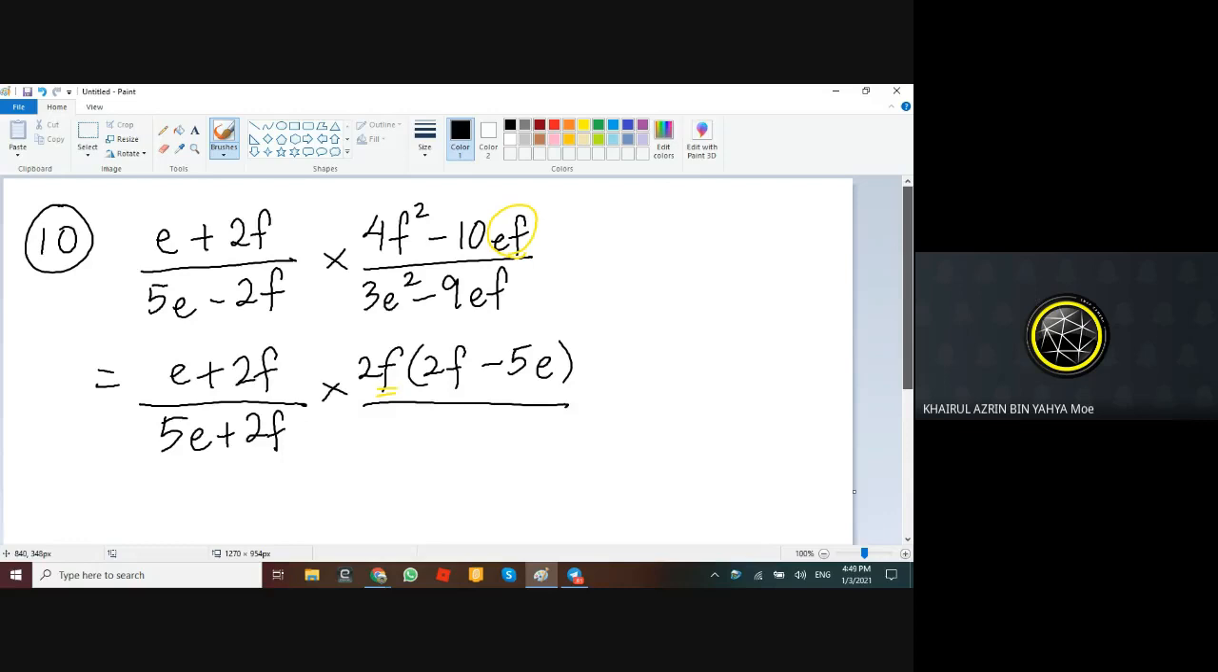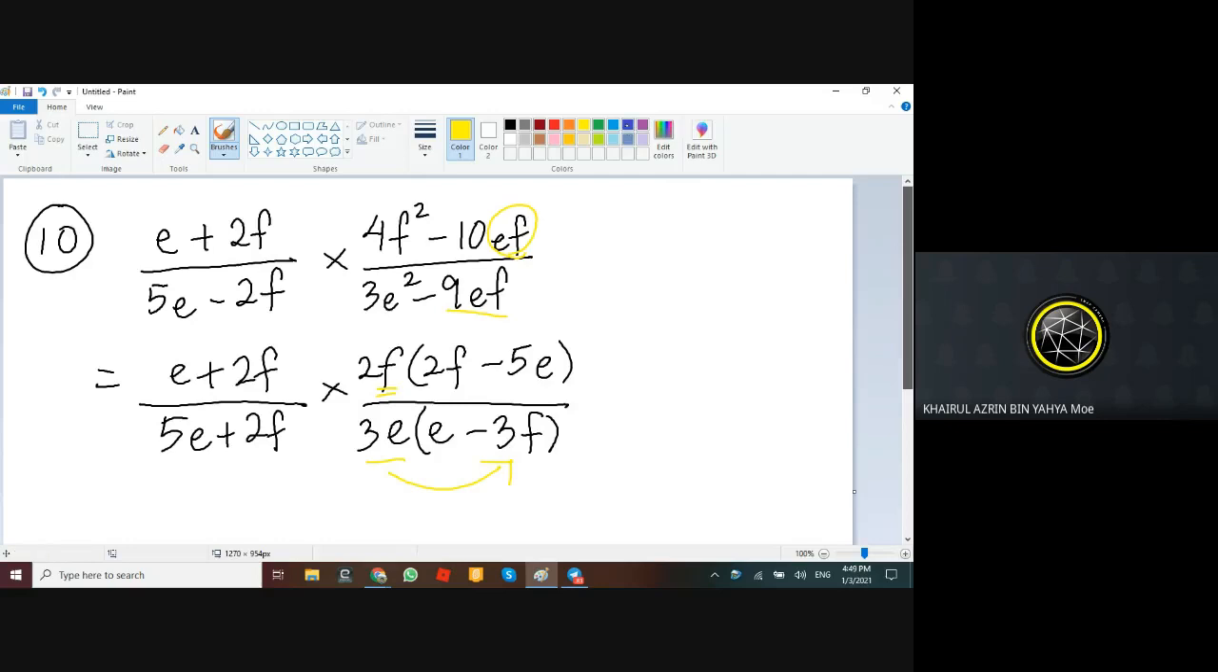3 and 9, we can factor 3. What else? E square and E, we can factor E. So in bracket here should be E only. 3E times E equal to 3E square, minus 3 times what equal to 9? 3 times 3. Okay. And then E we already got. So here should be F. Check again: 3E times 3F, is it same with 9EF? 3 times 3, 9. E times F, EF.